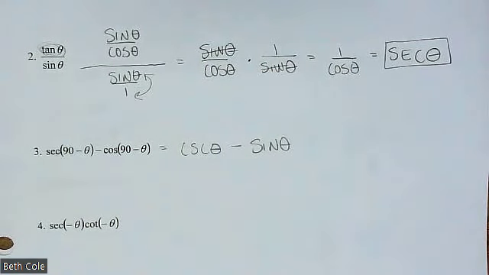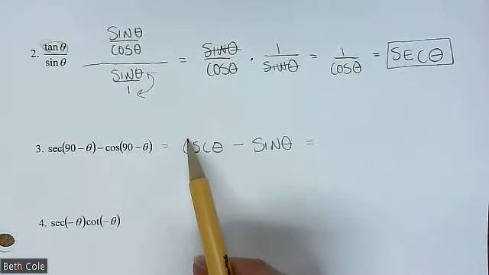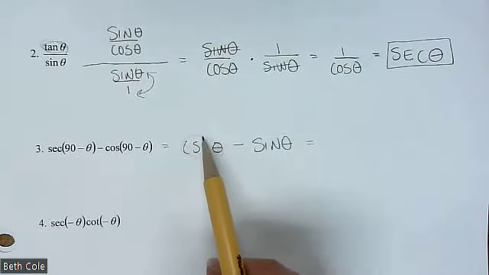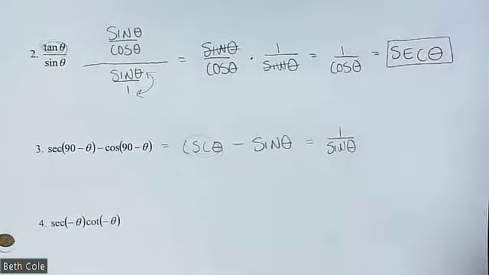You might be like, how did that make it better? Well, we got rid of the 90 minus stuff. That's good. Now you want to turn it all into sines and cosines. If possible, you want to make it all sines and cosines. So what's your next replacement? What can you replace cosecant with? One, good, it's reciprocal. 1 over sine.